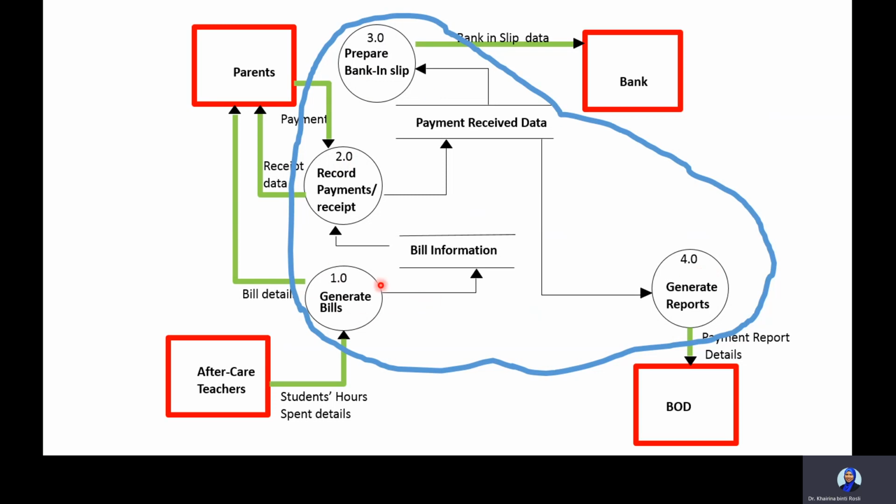If level 1, each of the processes has details inside. It explodes into more bubbles. For example, in generate bills, there are other processes involved in generate bills. So that will be the next level of DFD.